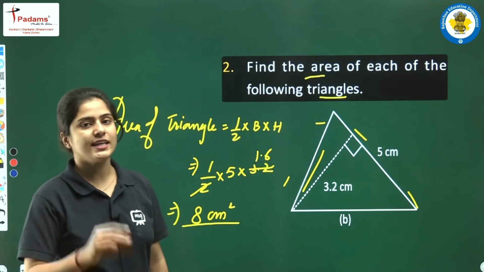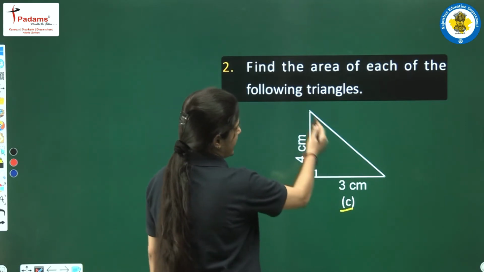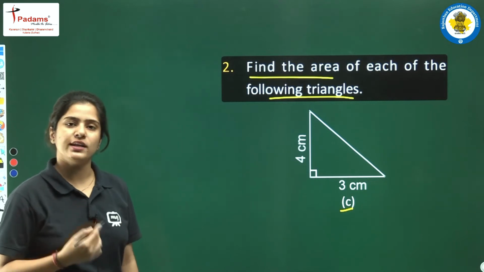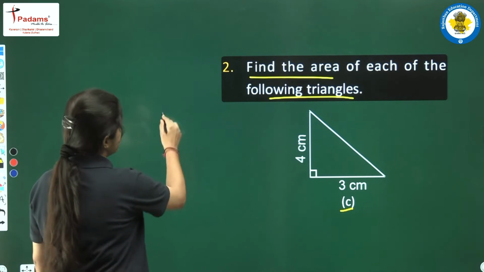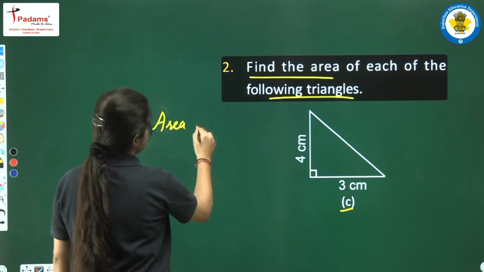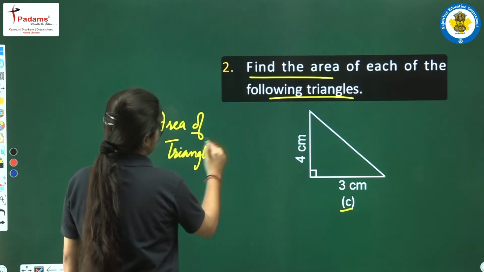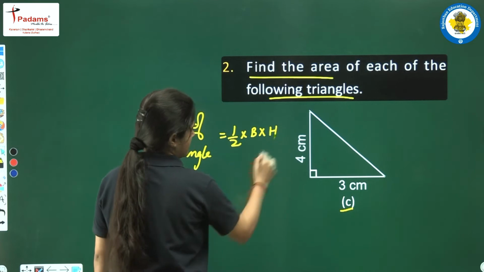Okay. Looking at the next question, students, the part C, this is the triangle and you need to find out the area of the triangle, right? This is also equal to 1 upon 2 into base into height. Okay. So area of triangle is equal to half into base into height.